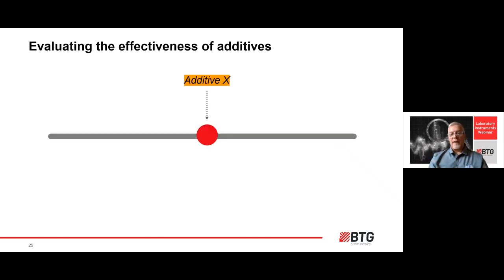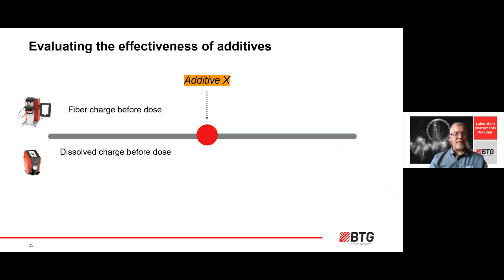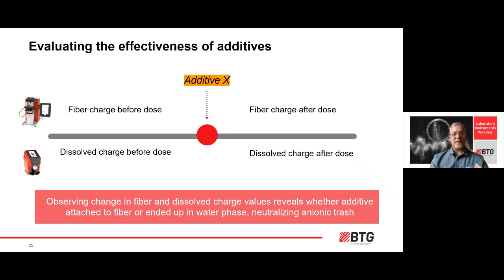And so if you put in an additive in your process and you measure the fiber and water charge beforehand and you measure them again afterwards, you will see changes in both the fiber charge and the water phase. And by observing those changes, you can understand if the fiber charge before and after showed a change that reflects the additive adhering to the fiber, it's visible. If the water charge changes before and after in a way that looks like the additive went there, it's visible.